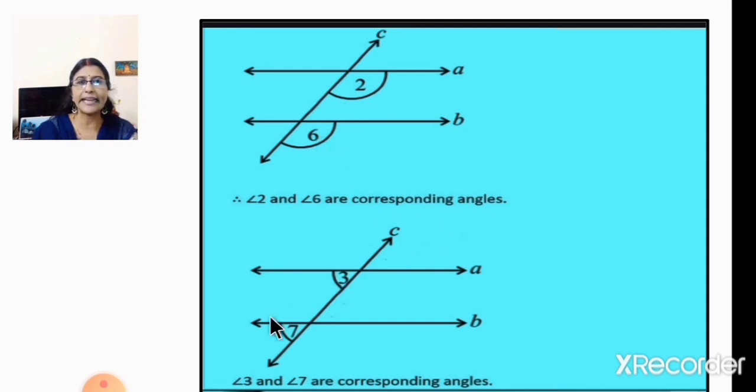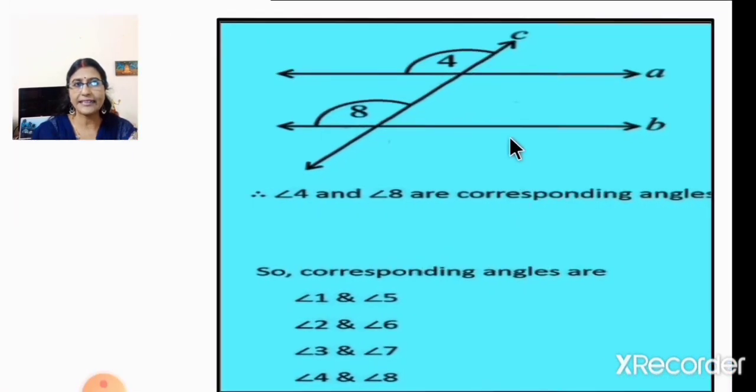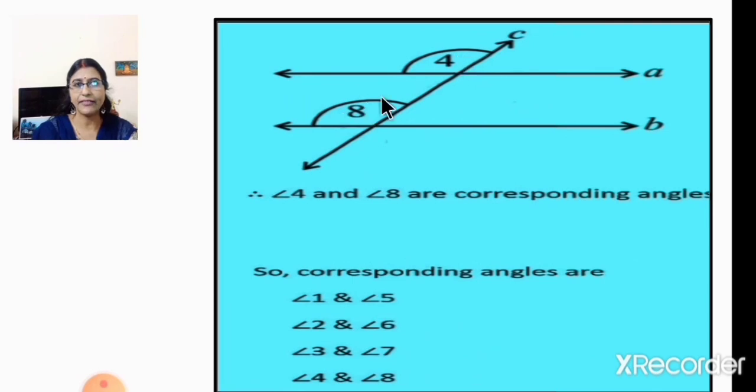Similarly angle 3 and angle 7, if you take the other side, the lower left side, are corresponding angles. One more pair of corresponding angles is angle 4 and angle 8, which is on the upper left side. Angle 4 and angle 8 are also corresponding angles. So this way we have got 4 pairs of corresponding angles. First pair was angle 1 and angle 5. Second pair was angle 2 and angle 6. Third pair was angle 3 and angle 7. And fourth pair was angle 4 and angle 8.